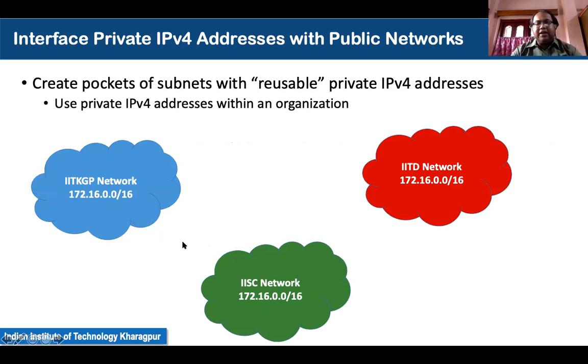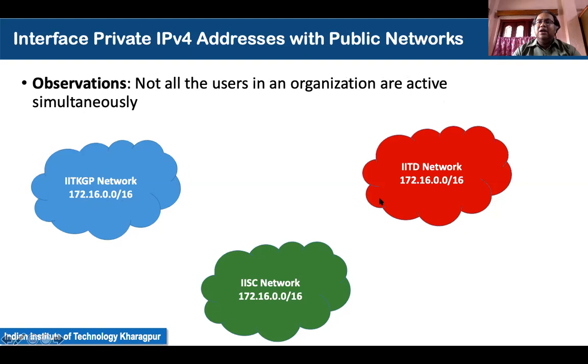Now all these three networks can use the same block of IP addresses. So they can assign the IP addresses to the devices from the block 172.16.0.0/16, which is a private IP address block in the class B network. So the same IP addresses can be reused in all these individual organizations. But then comes the question: how are these organizations going to talk to each other, or how are they going to connect to the internet? Because if you are using private IP addresses for the devices within an organization, those devices will not be able to communicate with the outside network unless they have a public IP interface.